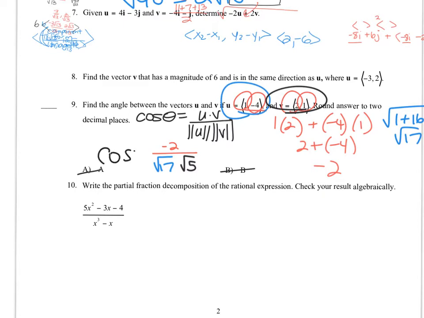So cosine inverse of negative 2 over the square root of 17 times the square root of 5. You can enter that all at one time, or you can simplify, multiply the 17 times the 5 and do it that way. So second cosine of negative 2 over the square root of 17 times 5, and I got 102 degrees.